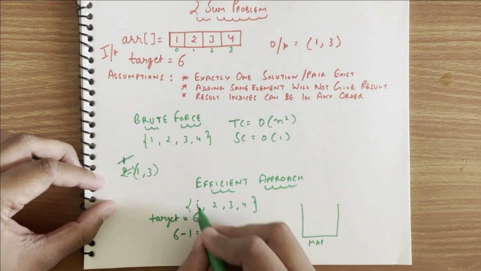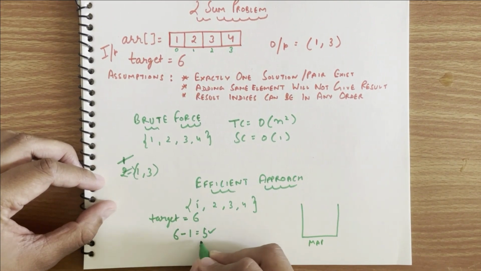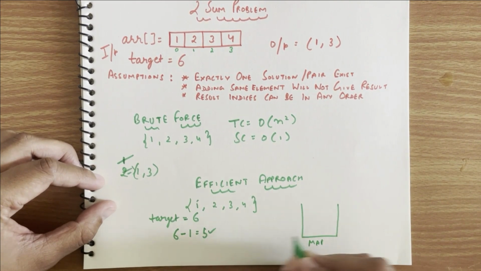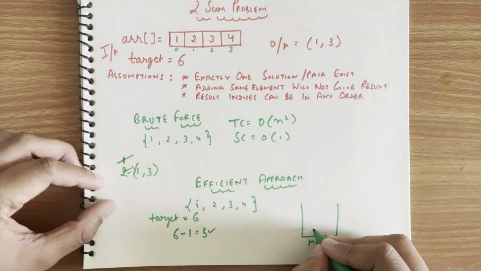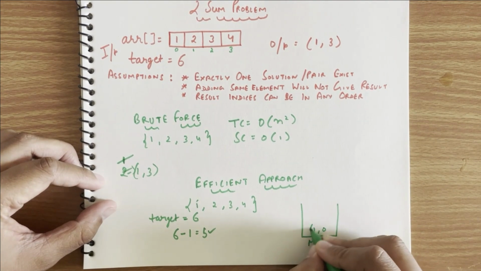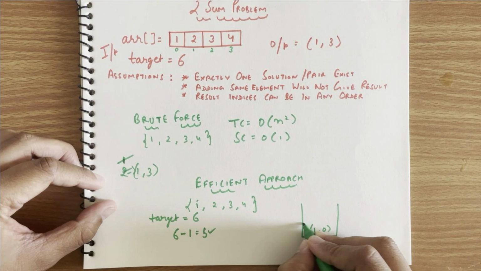Now we know the first element is 1. So 6 minus 1 is equal to 5. We will check, does 5 exist in the hash map? No. So we will store 1 comma 0, that is element 1 and its index, in the hash map. This is our first element.